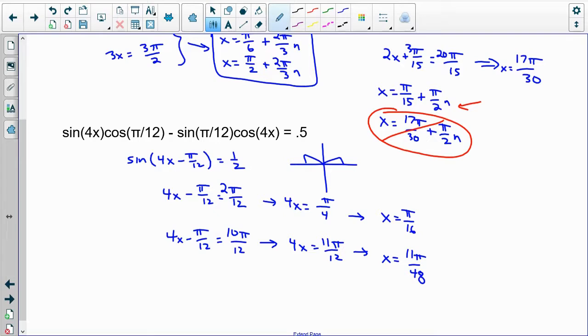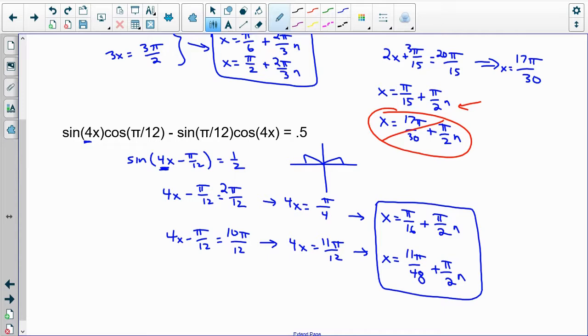Now when I do this, I would typically add 2 pi n, but since I have a period change, I'm going to write plus pi over 2n to these problems. And that makes sense because the typical period of sine is 2 pi, but I am dividing by 4 because I have a period shrinking of dividing by 4 since I have a b value there.